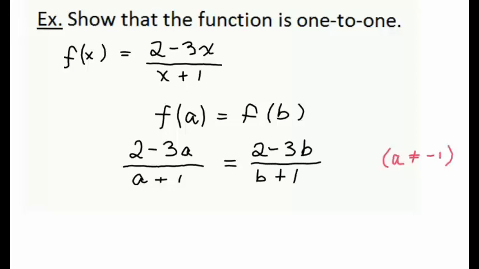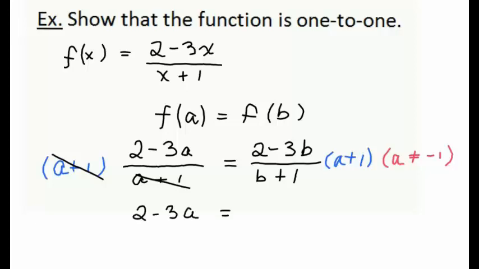Now I'd like to note here that the value of a is not allowed to be equal to negative 1. We can't substitute the value of negative 1 into our original function f, so negative 1 is not inside the domain. This means that we're free to multiply both sides of our equation by a plus 1. By doing this, we've cancelled off the denominator on the left-hand side, and that leaves us with 2 minus 3a. And over on the right-hand side, we're going to get 2 minus 3b times a plus 1, all divided by b plus 1.